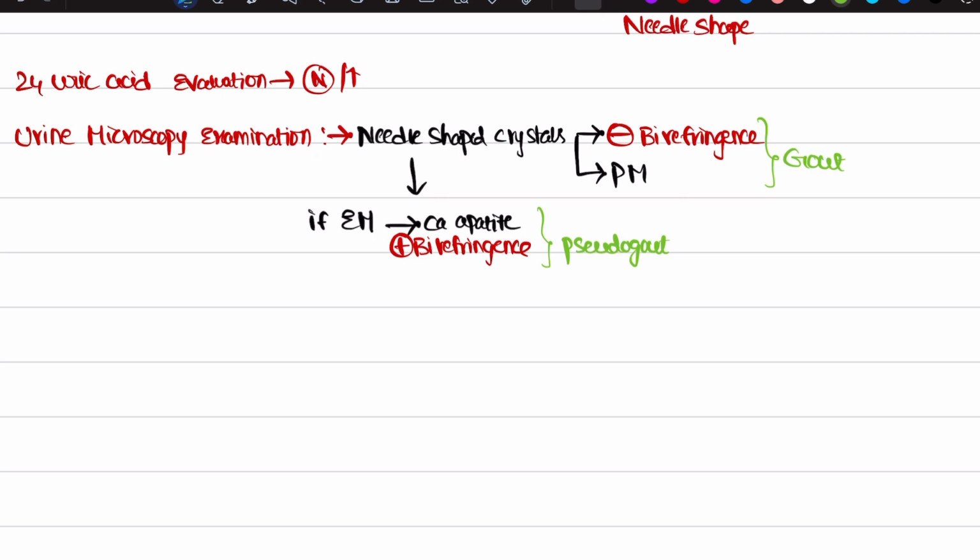Both of them have needle shaped crystals, so you need to look at what the question is talking about. If they talk about the polarized microscope and negative birefringence, you need to mark it as gout. If they talk about the electron microscope, the crystals are calcium apatite crystals, and the property is positive birefringence, then you need to mark pseudo gout. This is the difference between gout and pseudo gout, and this is how we differentiate by doing urine microscopy examination.